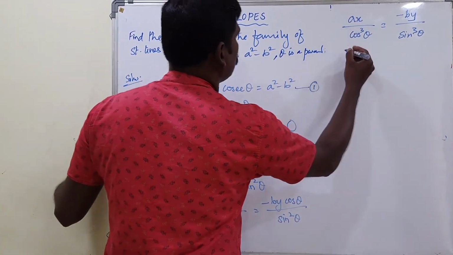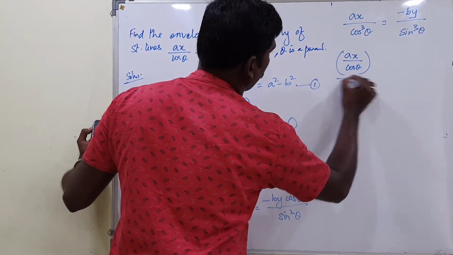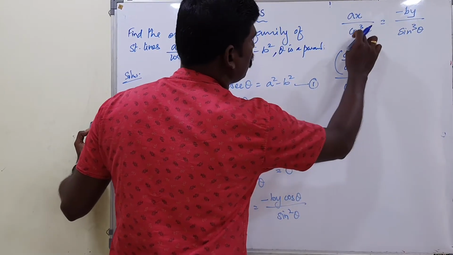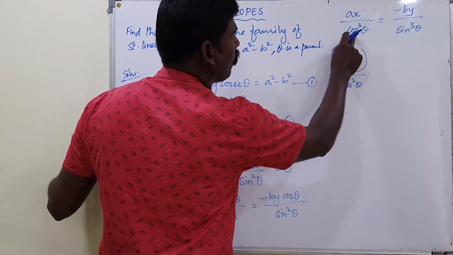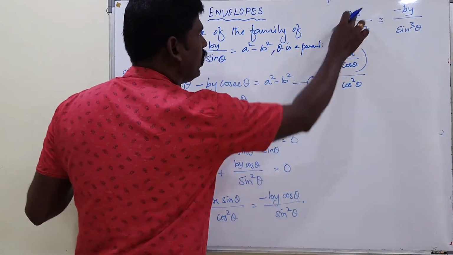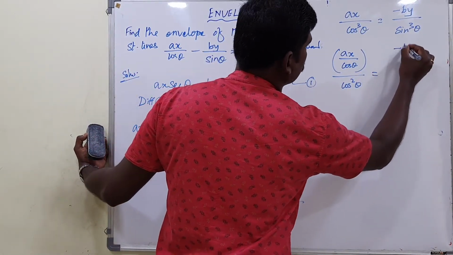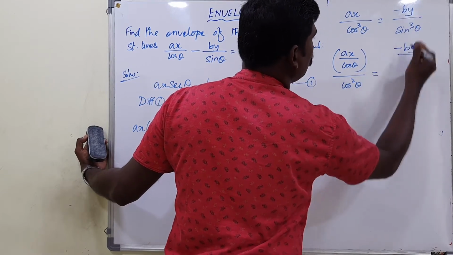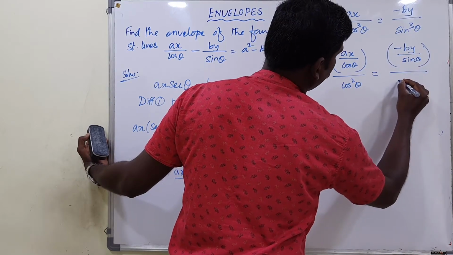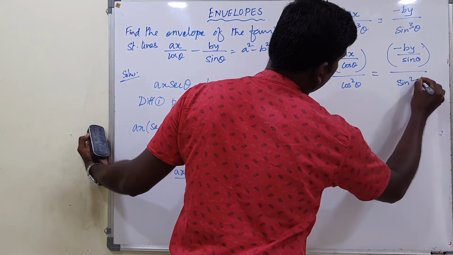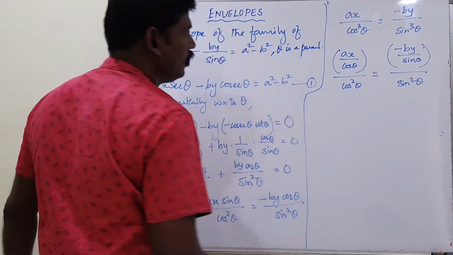So I rewrite this as ax by cos theta by cos square theta. I am taking this cos cube theta, keeping cos square theta in the denominator and taking one cos theta to the numerator. So that becomes ax by cos theta by cos square theta. Same like that, I am writing here by, taking one sin theta to the numerator, so it will be sin theta by sin square theta, right?